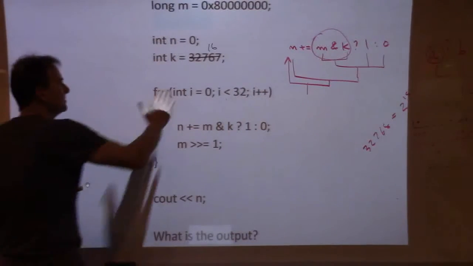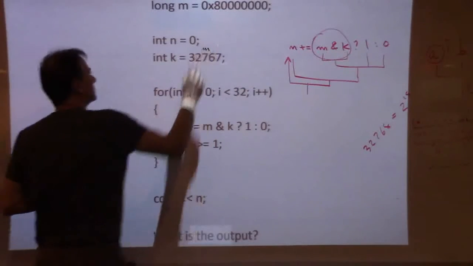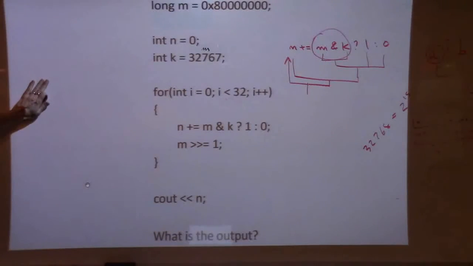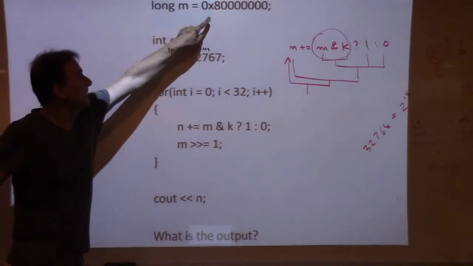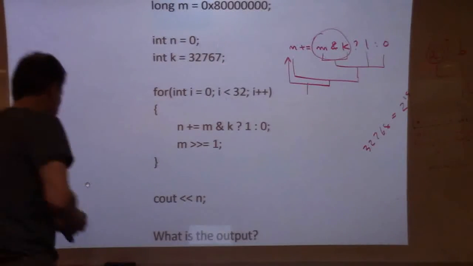How about if I did something crazy and I said K is equal to M? What would print out? 1. Because they'll only match up on that high 1, and that's it. All right. Not bad, not bad, not bad.